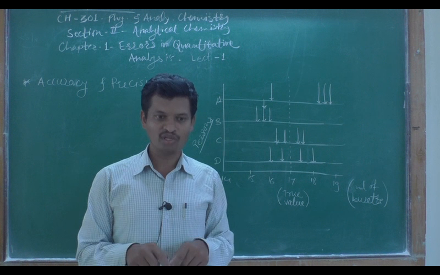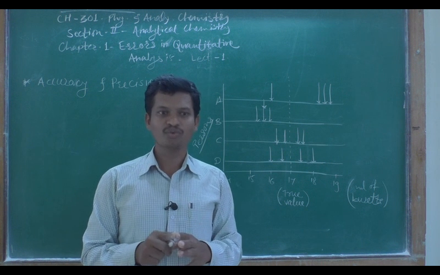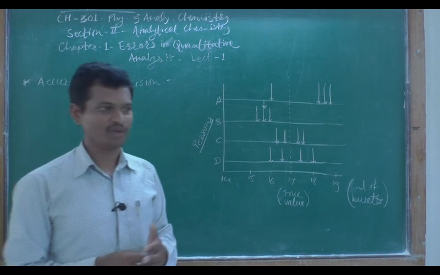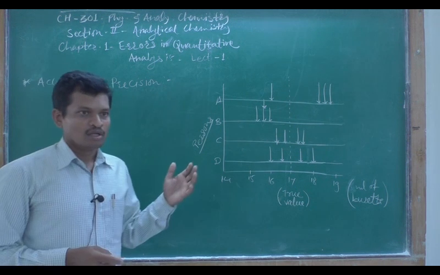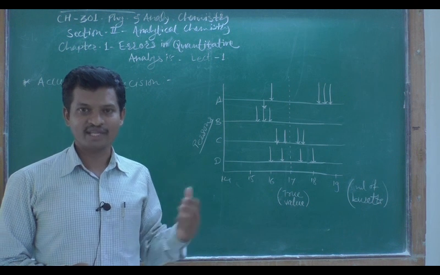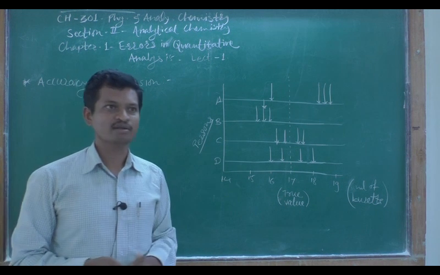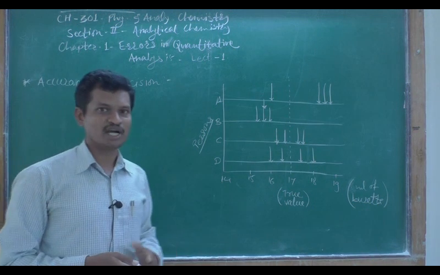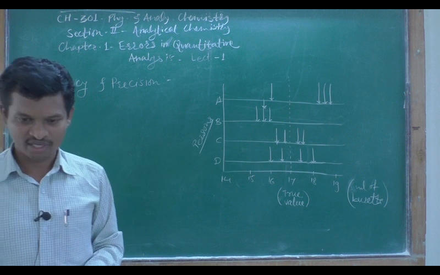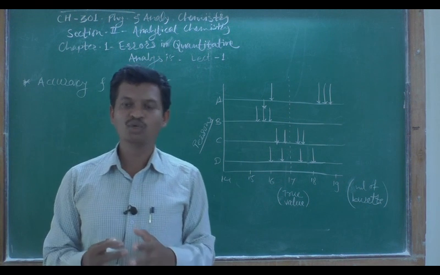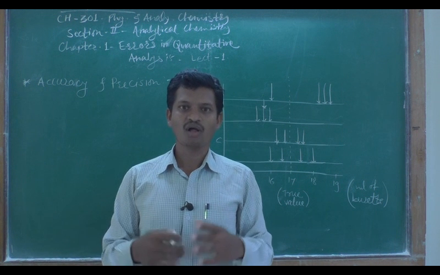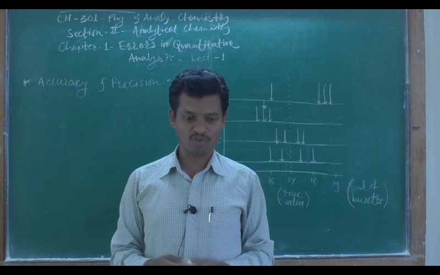Okay, so this is all about errors in quantitative analysis, let us say. While studying the errors in quantitative analysis, two aspects are most important here, and these two aspects are known as accuracy and precision. Accuracy and precision are two different things, actually. We will see them one by one.